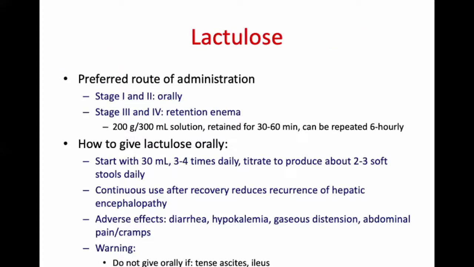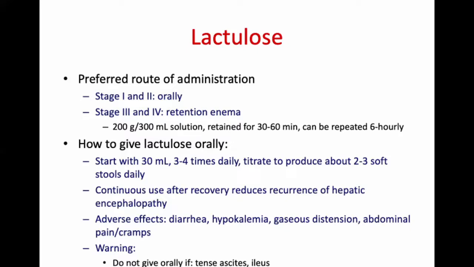Now, let me tell you a few things about lactulose, because that's a very commonly used medication in our wards, and you must have been taught this in pharmacology as well, but I'll just briefly tell you. Preferred route of administration in hepatic encephalopathy grade 1 and 2, we give it orally. Grades 3 and 4, we give it as a retention enema. How to give it orally? We start with a dose of 30 ml 3 to 4 times a day, and titrate the dose to produce about 2 to 3 soft stools per day.